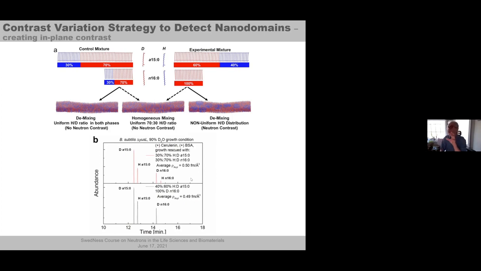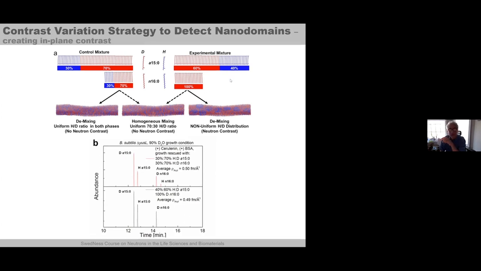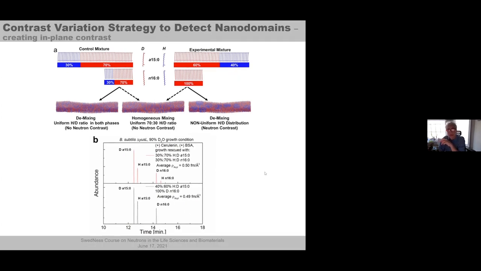So what you will do is change the ratio of the mixtures, such that the scattering length density of this mixture is identical to this mixture. Do you understand that? Meaning that when we add up the pluses and minuses of those scatterings, this mixture is exactly the same as this one, meaning the scattering length density has not changed. It's exactly the same. But what would you expect if they're randomly distributed?